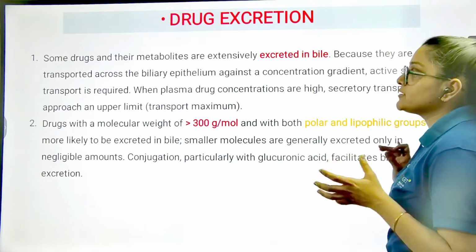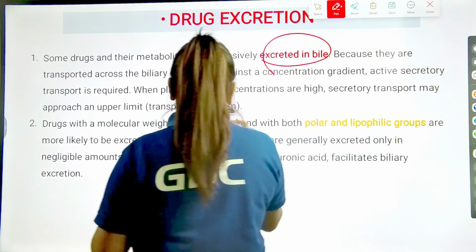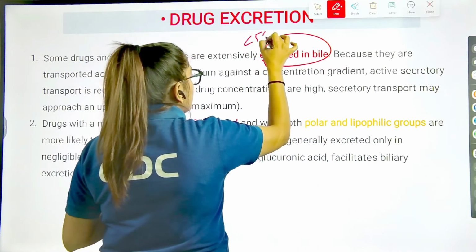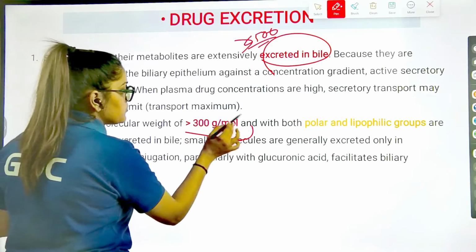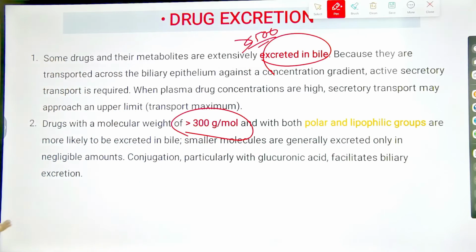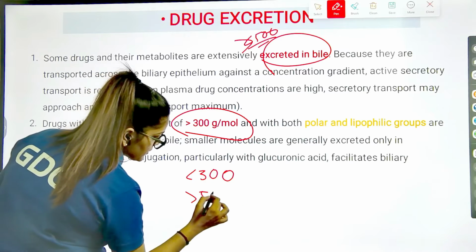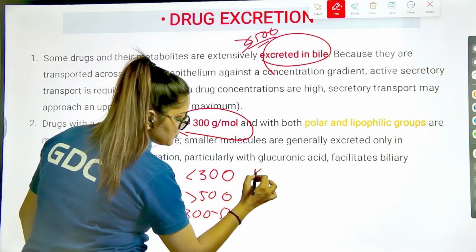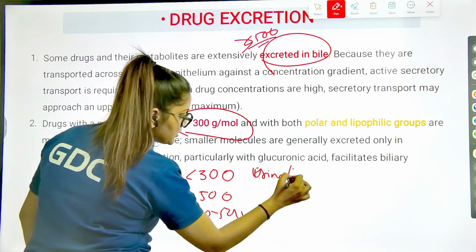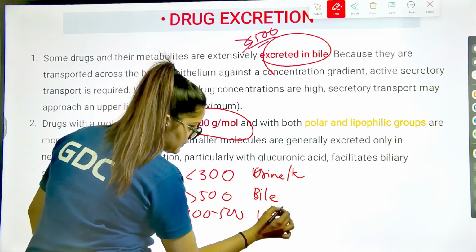The major takeaway points for today: drugs and metabolites that are excreted in bile must have a molecular size greater than 500 Dalton. Drugs of less than around 300 Dalton are generally excreted by the kidneys. So to write it again: less than 300, greater than 500, and between 300 and 500. Less than 300 Dalton is through urine, the kidneys. Greater than 500 is through bile, and between the two, through both urine and bile.